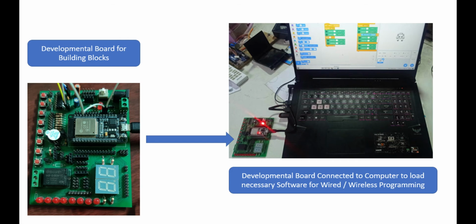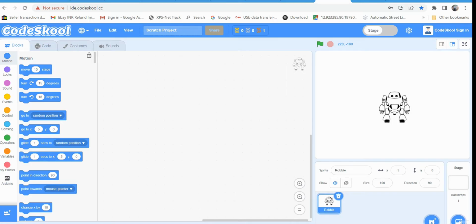So this board, the block and the computer software, the block can be only powered. Since it requires power, it is connected to the computer. You can also connect this board to a power bank, because the board connects to the internet automatically, and as you use the laptop, through the laptop you can control the board wirelessly. And this is the particular software, the https is already given: ide.codeschool.cc.